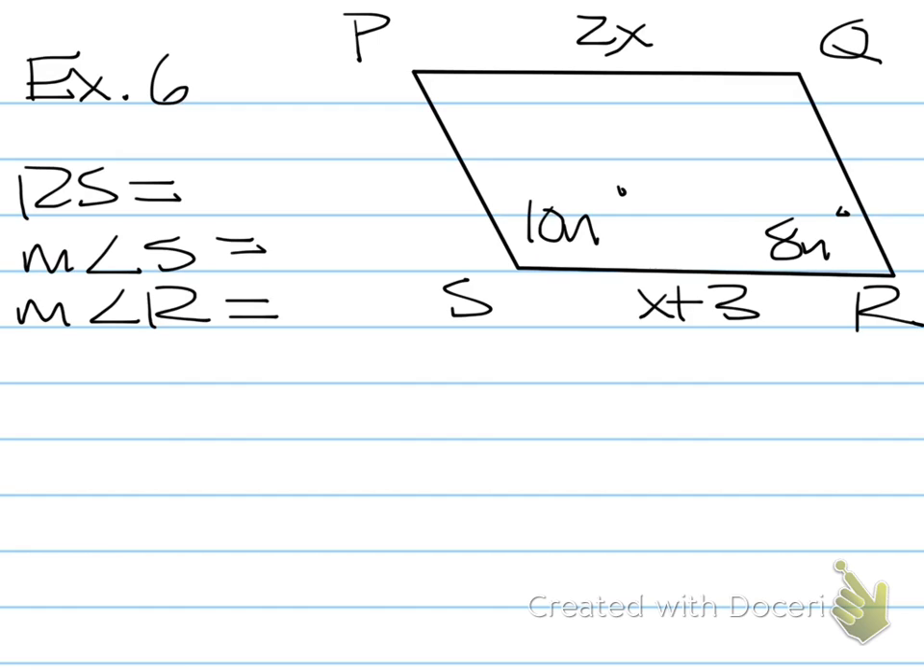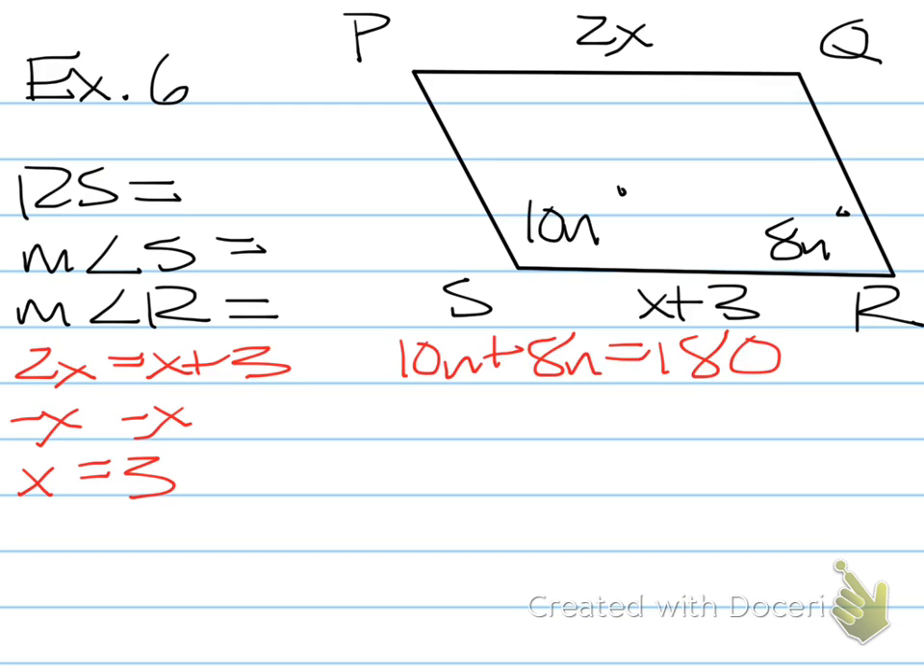In this figure, we're told that RS is going to be the same measure as PQ, so we're going to set 2X equal to X plus 3. Solve for X, and we get 3. And then we need to plug that value back into the expression for RS. 3 plus 3 is 6.